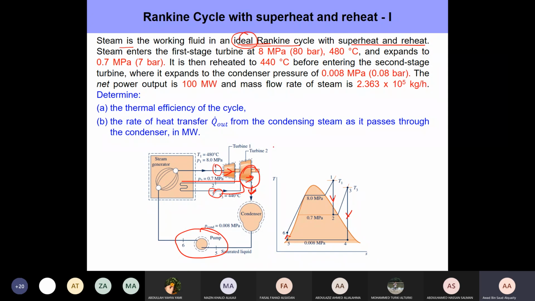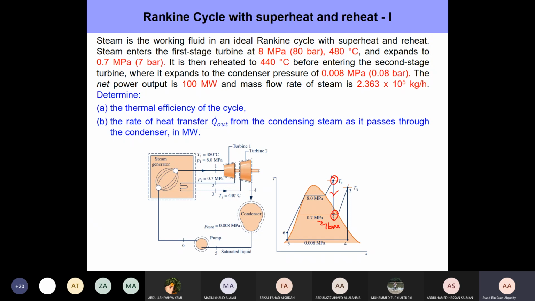And the steam enters the first turbine stage at 80 bar and 480 degrees Celsius. This is exactly the same temperature we had in the case for a simple Rankine cycle. Now it enters at these conditions and expands to 7 bar. So the steam enters at 80 bar, 480 degrees Celsius at state 1, expands till 7 bar. This is 7 bar, right?